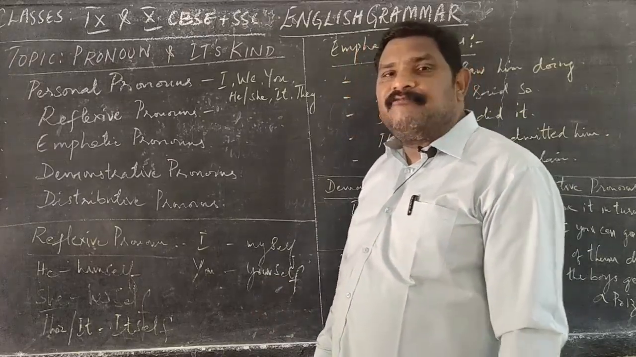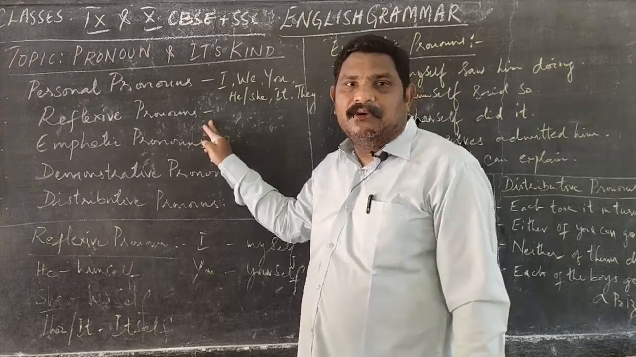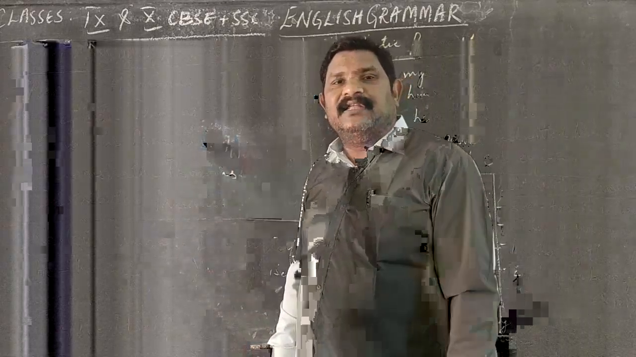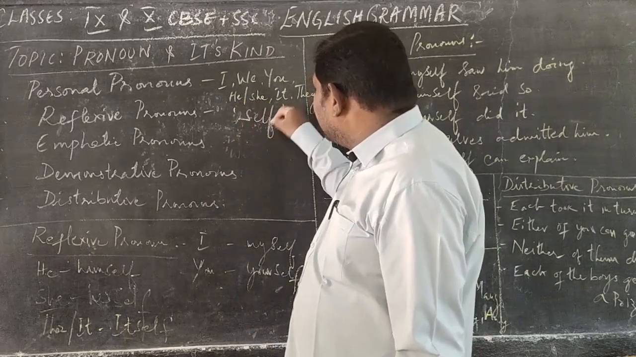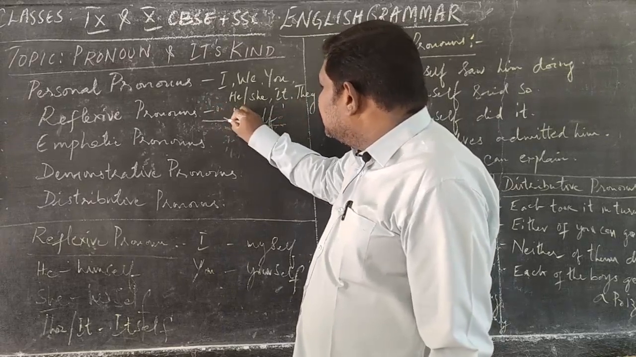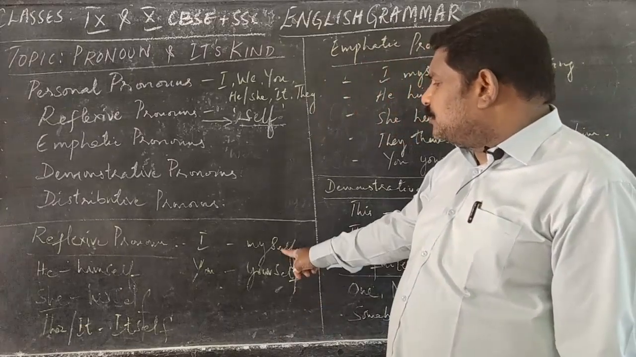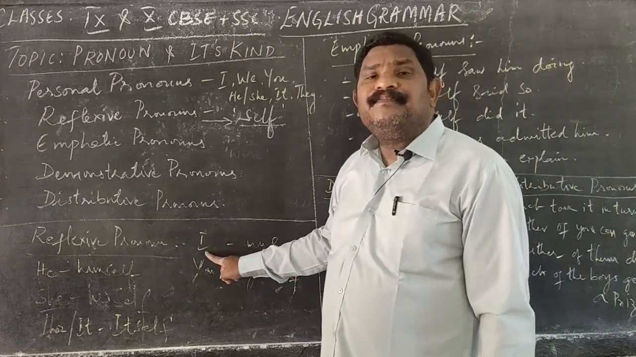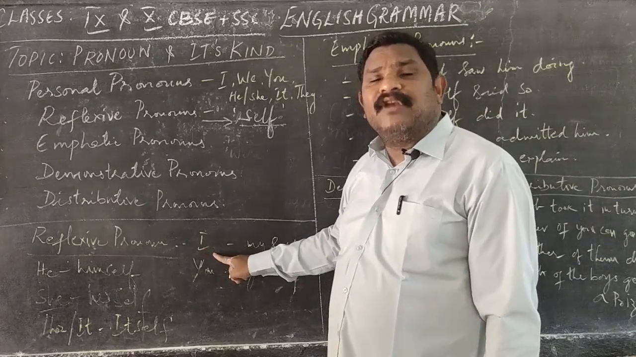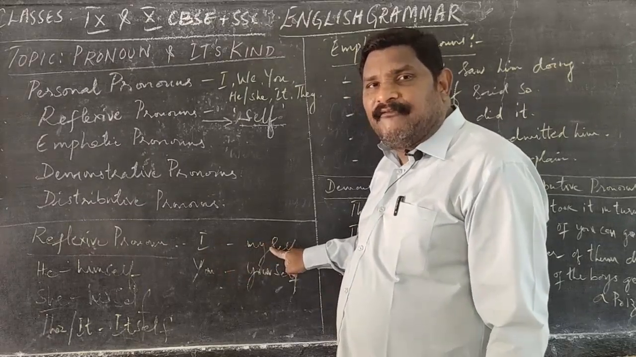Now the second of its kind is reflexive pronoun. What exactly is a reflexive pronoun? Reflection. It is easy to identify: reflexive pronouns are where you will find the usage of the word self. If you see down this portion of the board, for example, for I, I did the work. For example, I am using a sentence like this: I did the work myself.